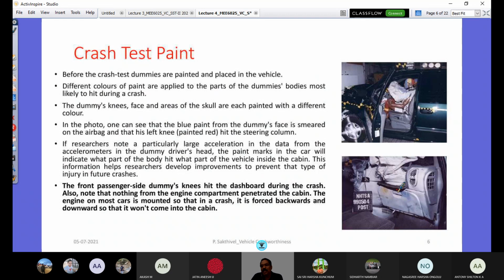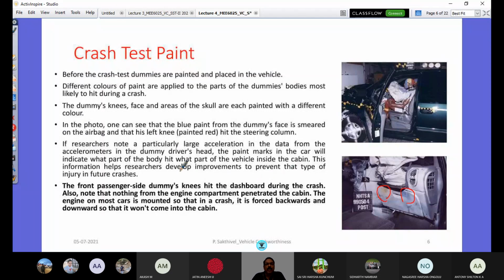So that you could see here. In this picture below, you see the front panel of the board. You could see there is a red marking, and there is a blue marking here. And in this picture there is paint on the airbags and so on. So this shows how severe the hit was. If these markings are not there, that means there is no hit of the knee on that. So by the intensity of this paint on this wall, researchers or the crash test engineer will be able to assess. That is the purpose of this crash test paint.